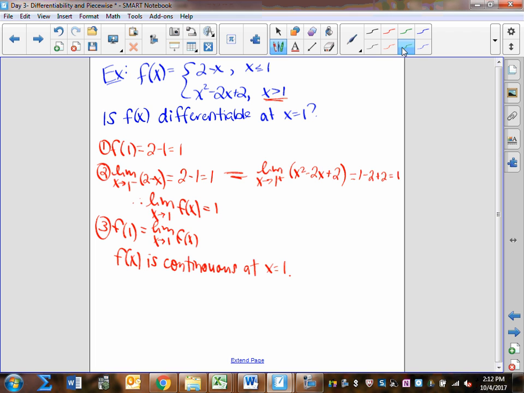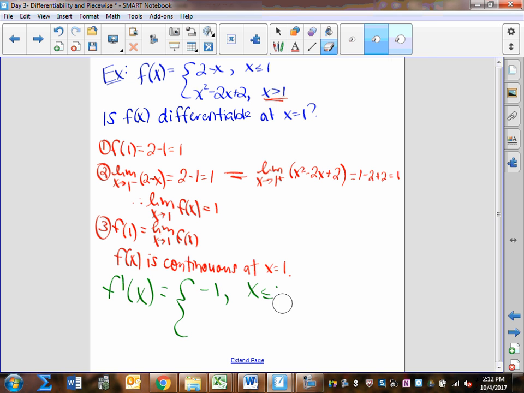Alright, so let's go ahead and take our derivative. Again, we take the derivative of each piece. What's the derivative of my first piece? -1. But we cannot have that or equal to yet. We'll leave it not there for now. And then what's my derivative of the bottom piece? Here, 2x minus 2.